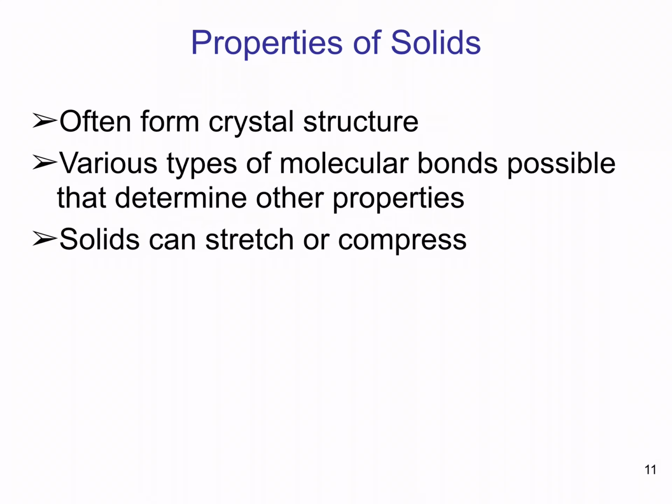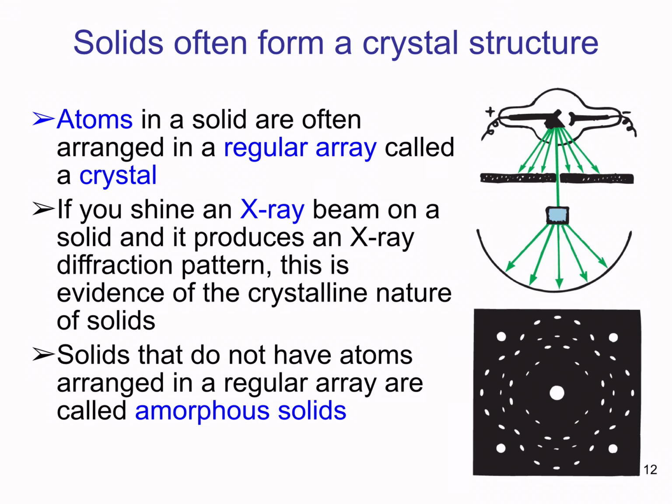One thing is that solids often form a crystal structure. As we're going to see in a minute, that's not always true. Different molecular bonds are possible in solids, and those determine some properties about the solids. And then we're also going to look at how solids can stretch or compress. So along the lines of crystal structure, if you look at how the atoms are arranged in a solid, oftentimes they form some regular pattern that we call a crystal in nature. But not all solids do this. There are some that are amorphous and have less regular shapes to them in terms of the arrangement of their atoms.